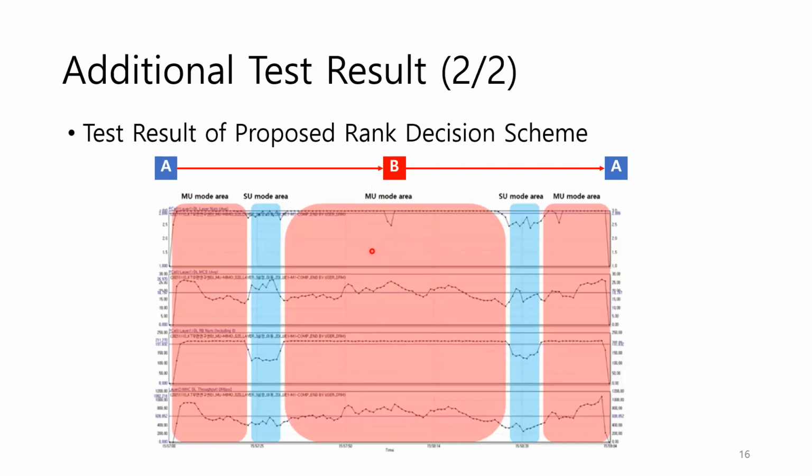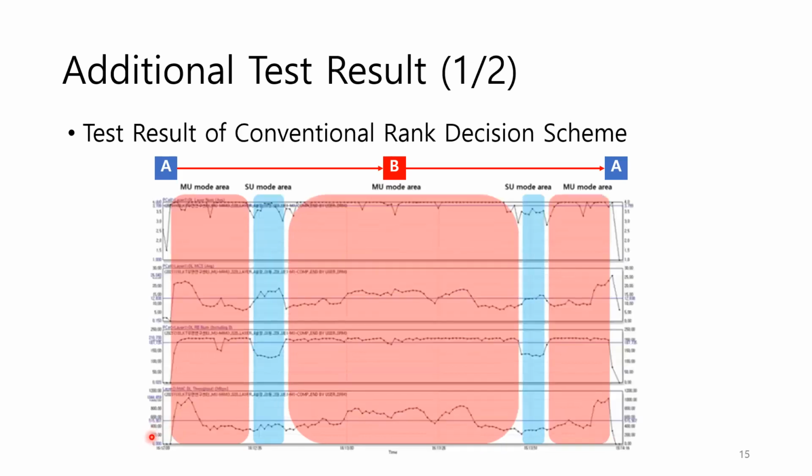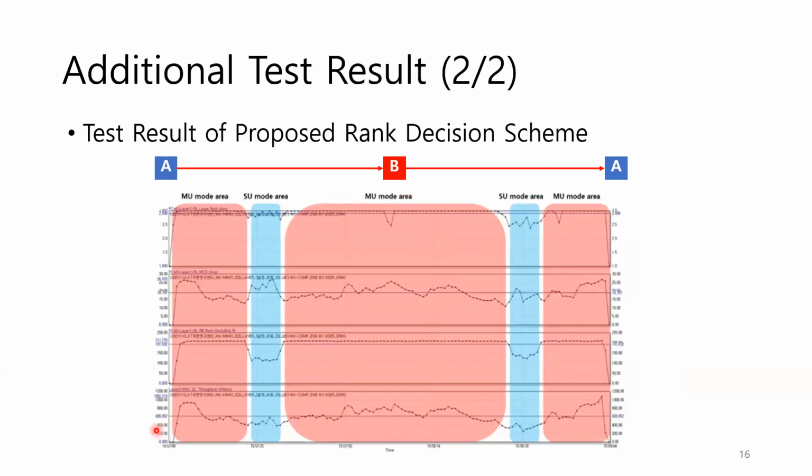On this page the proposed rank decision scheme is applied. As a result, the throughput of the proposed scheme is about 609 Mbps. And the throughput of the conventional scheme is like this, a little lower, 515 Mbps. So the throughput of the proposed scheme shows 18% better performance than the conventional scheme, because the rank change of the proposed scheme is faster than that of the conventional scheme.